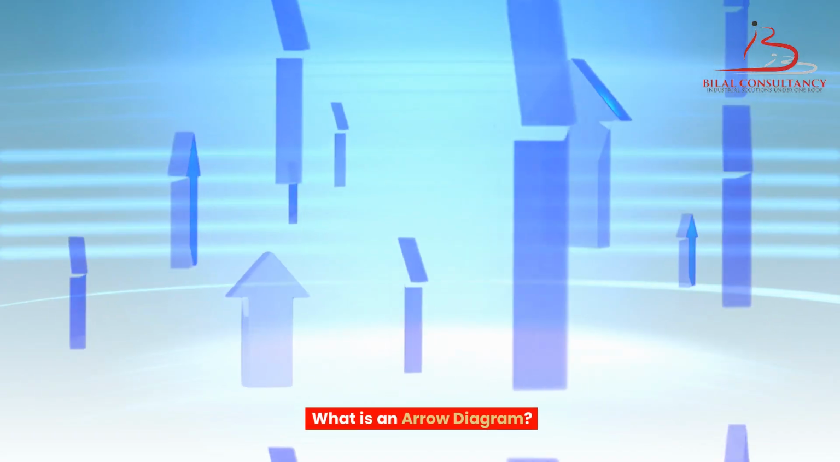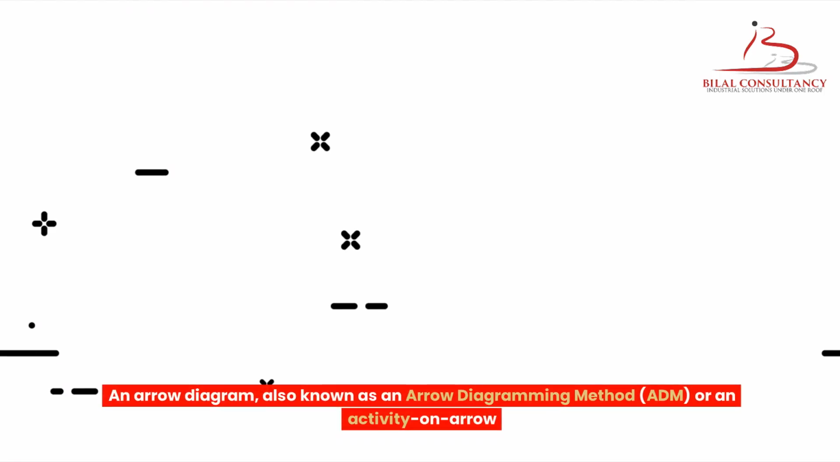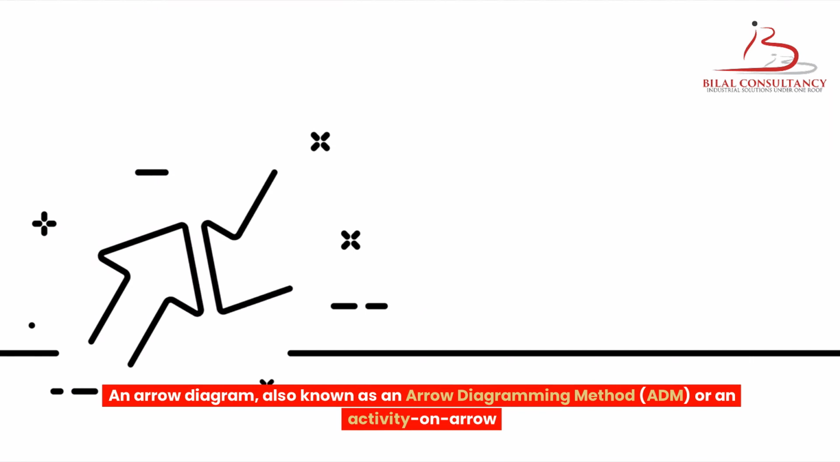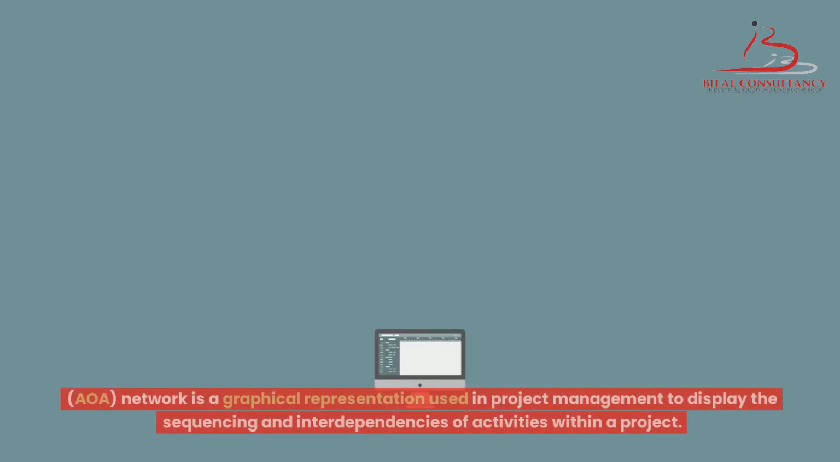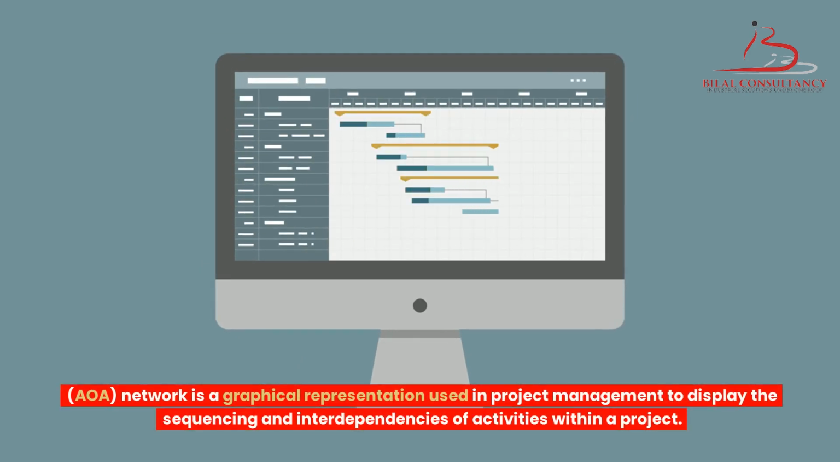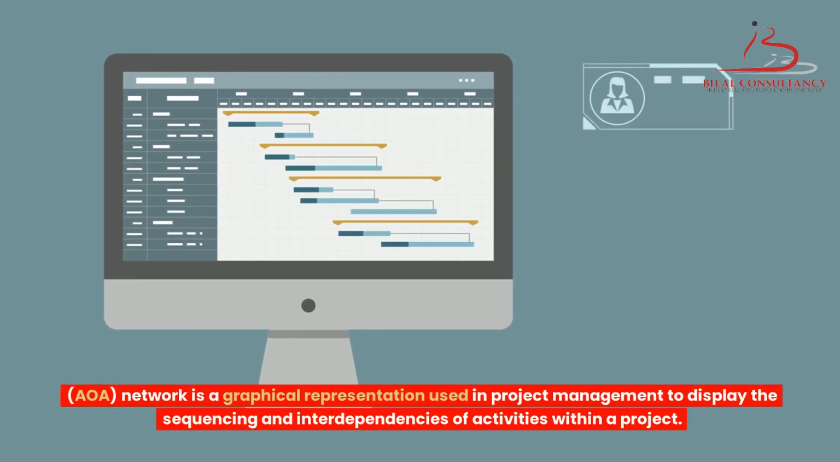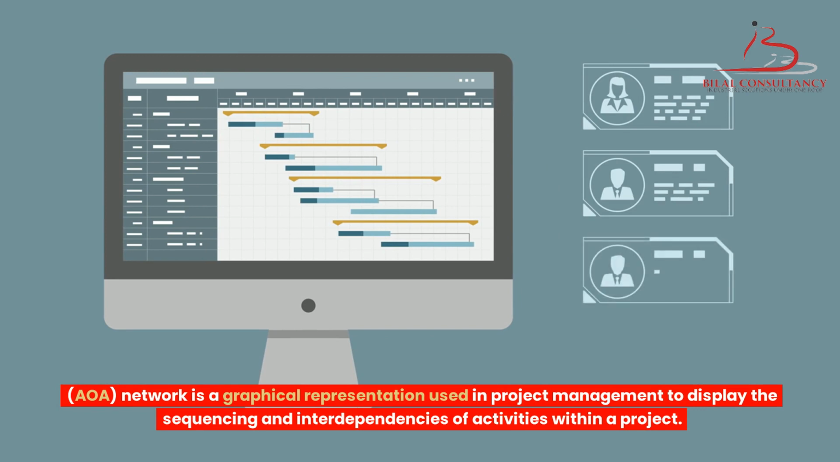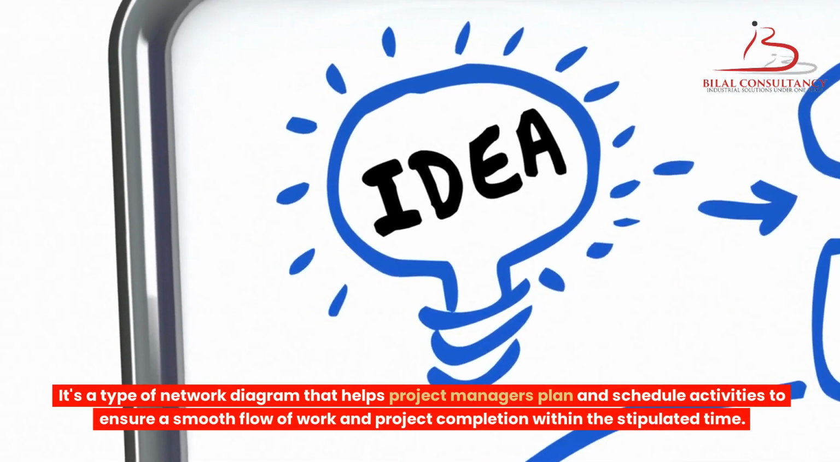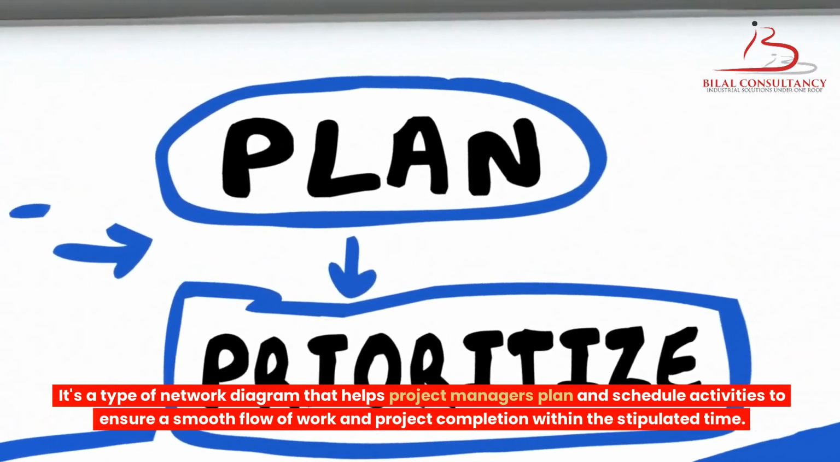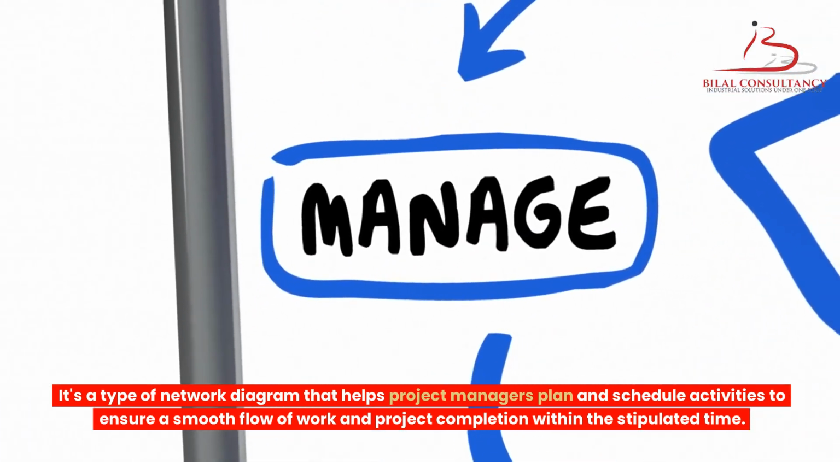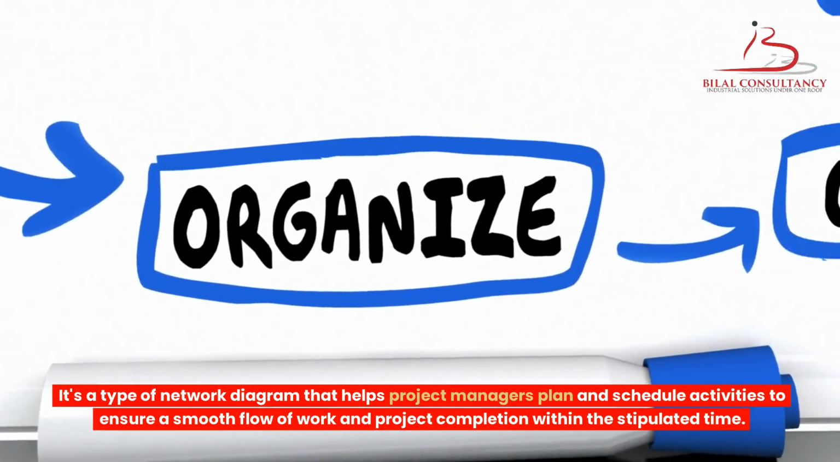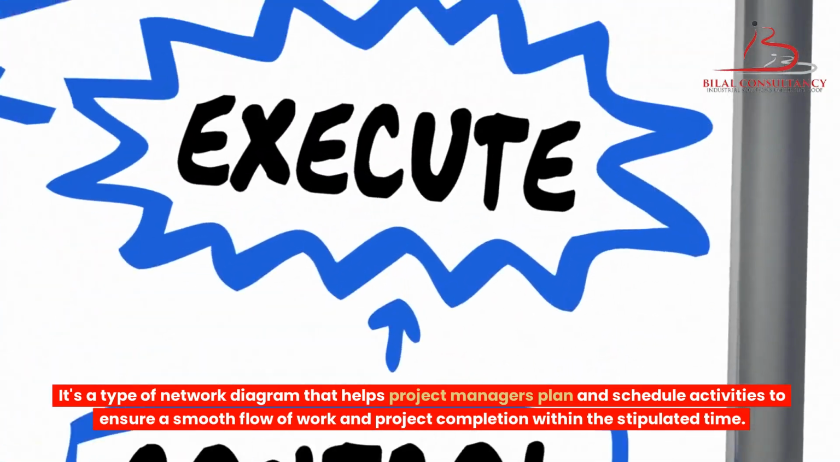What is an arrow diagram? An arrow diagram, also known as an arrow diagramming method, ADM, or an activity on arrow network, is a graphical representation used in project management to display the sequencing and interdependencies of activities within a project. It's a type of network diagram that helps project managers plan and schedule activities to ensure a smooth flow of work and project completion within the stipulated time.